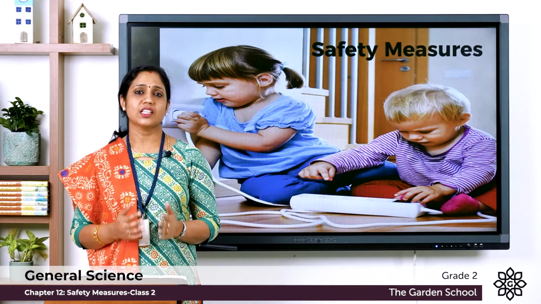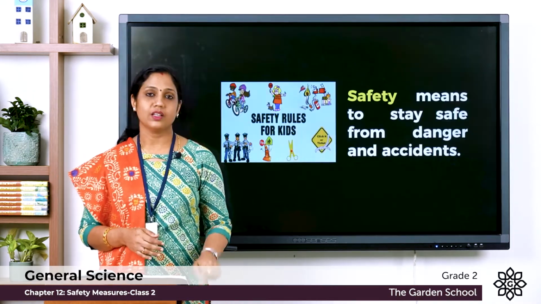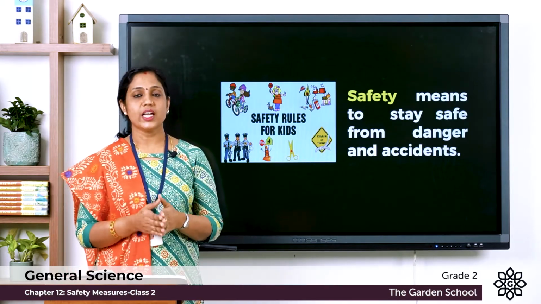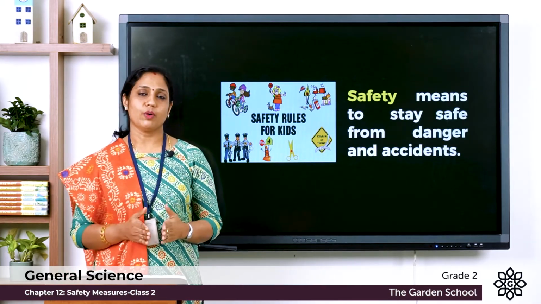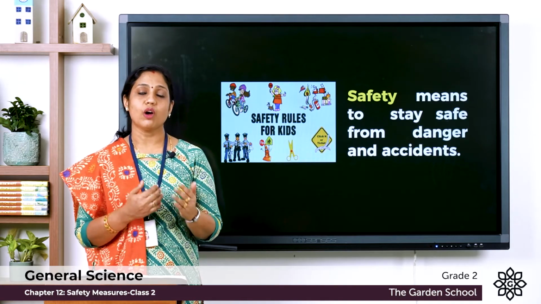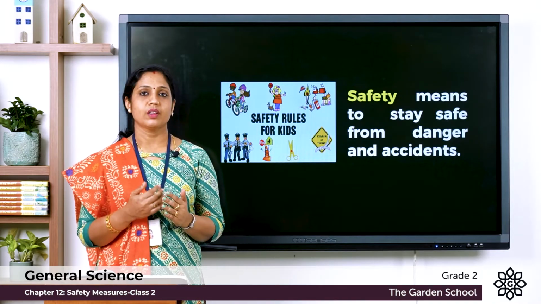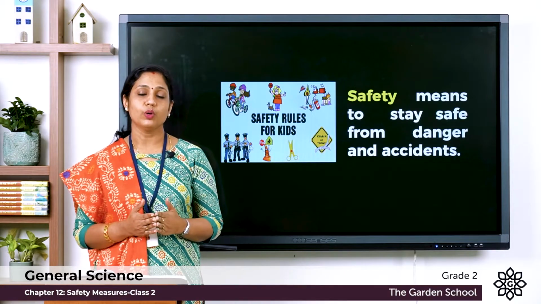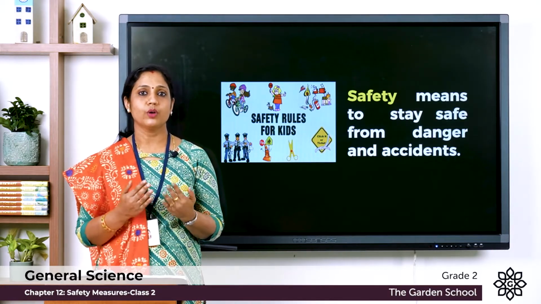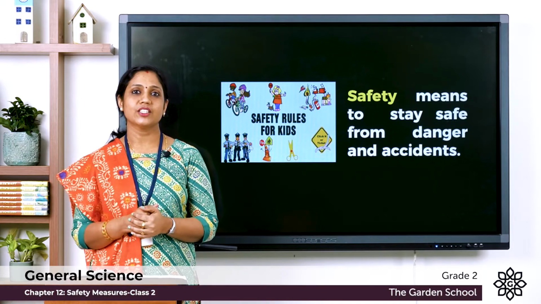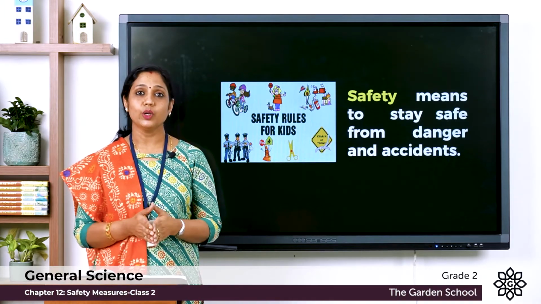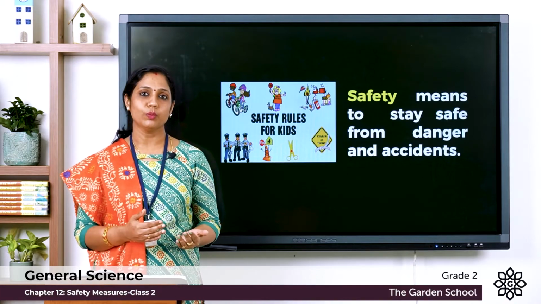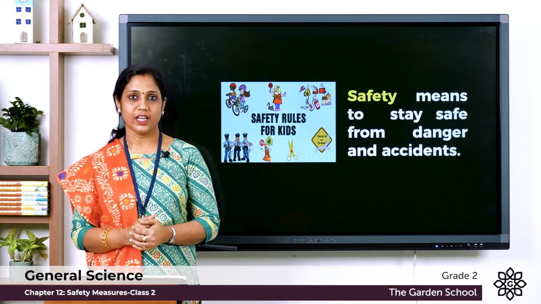So first, let's learn what is safety. Safety means to stay safe from danger and accidents. It's very important that we stay safe to avoid danger and accidents. There are some rules that we need to follow, whether it's at home, road, or at playground. So today we are going to learn about the safety measures that we should follow at home, road, and playground.